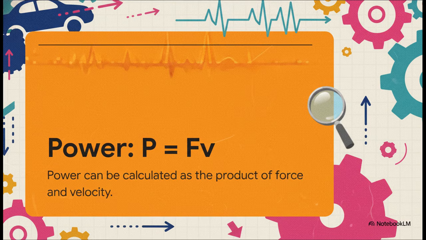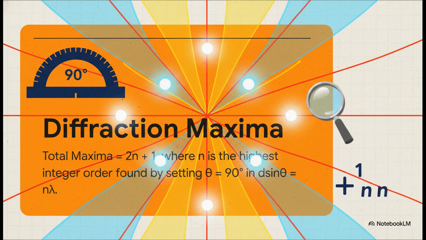Now, this one can look a little scary, I get it, but trust me, it's just a simple two-step process. First, you find the biggest possible order number, n, by plugging 90 degrees into your grating equation. Once you have n, the total number of bright spots you can see is just 2n plus 1. That plus 1 is for the bright one right in the middle.